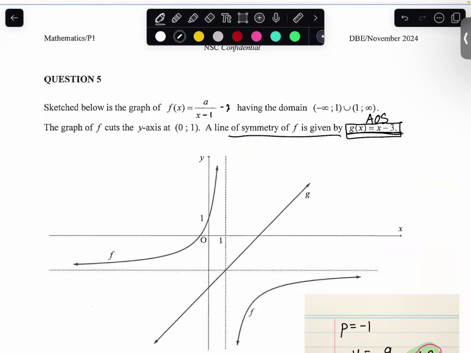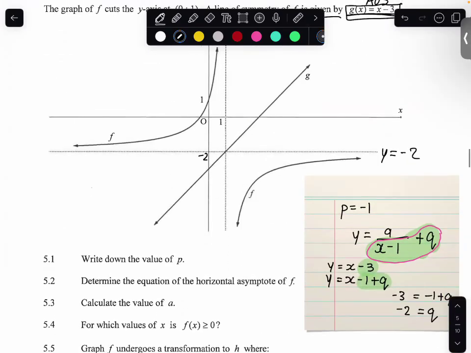But the equation of the asymptote is y is equal to minus 2. Remember, when they ask you for an equation, you have to give it in terms of x and y. So this answer is y is equal to minus 2. Then the next question says calculate the value of a.